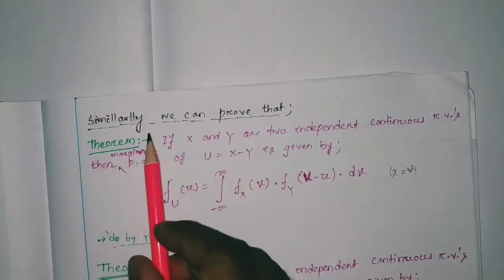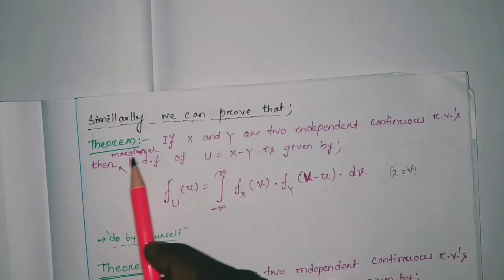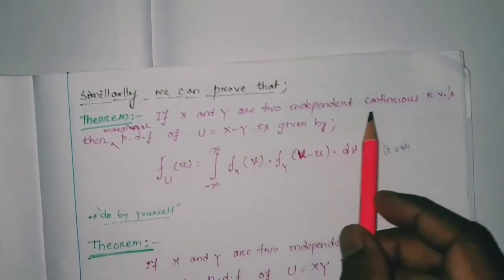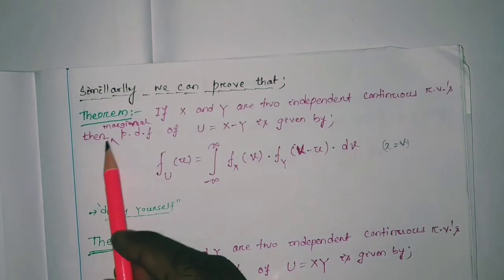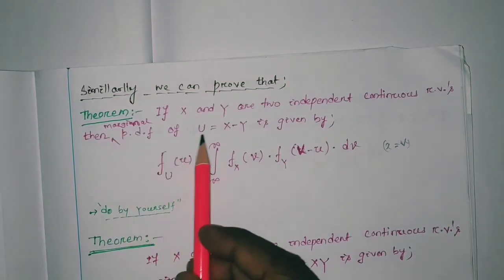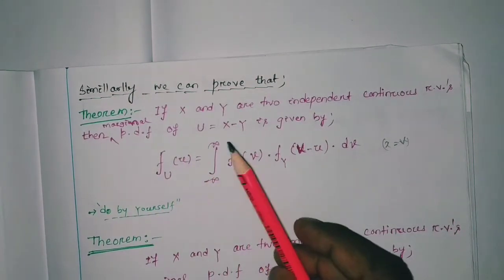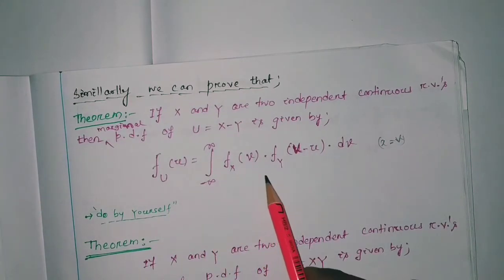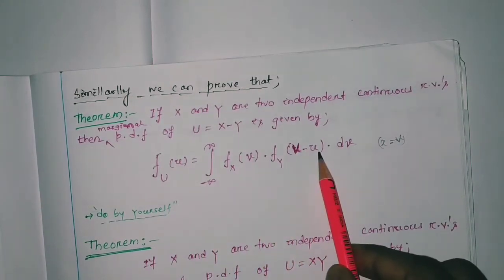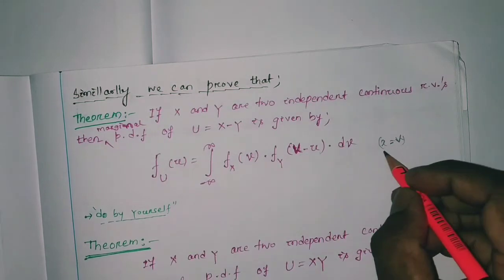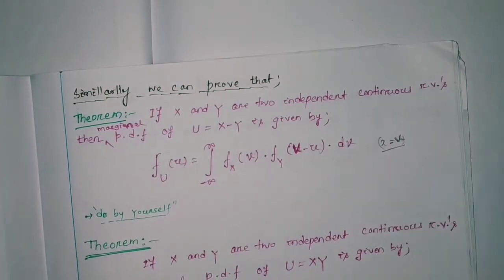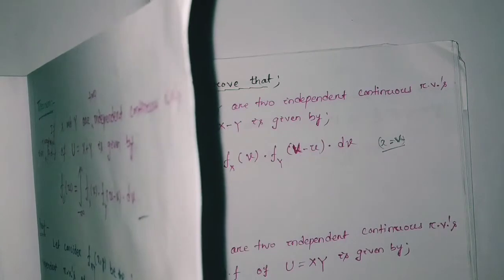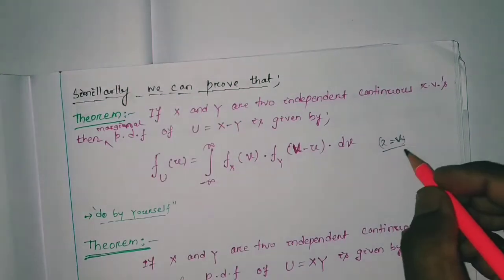Similarly, you can prove that if x and y are two independent continuous random variables, then the marginal PDF of u equal to x minus y is given by this much: integral of f x(v) f y(v minus u) dv. So here you consider x equal to v, and you are going to get this answer.